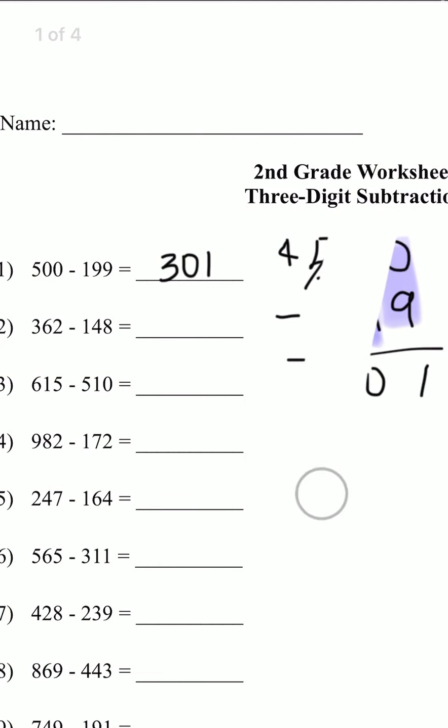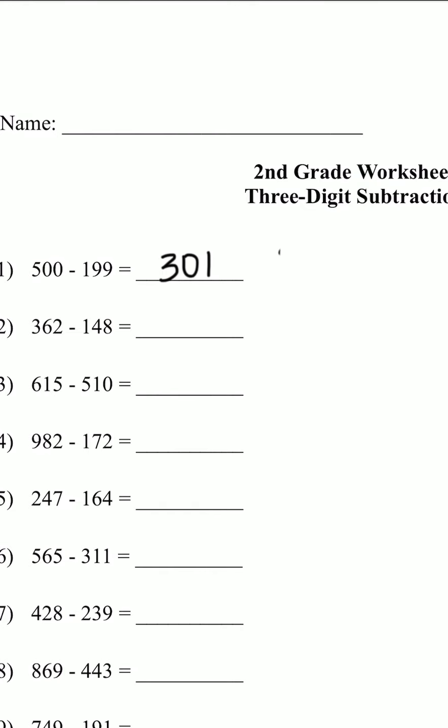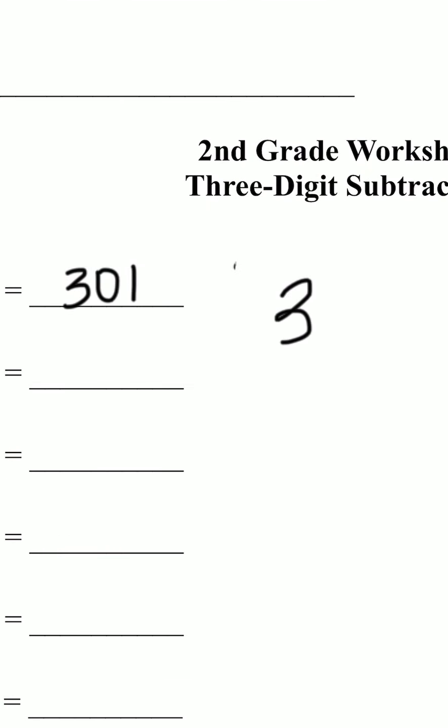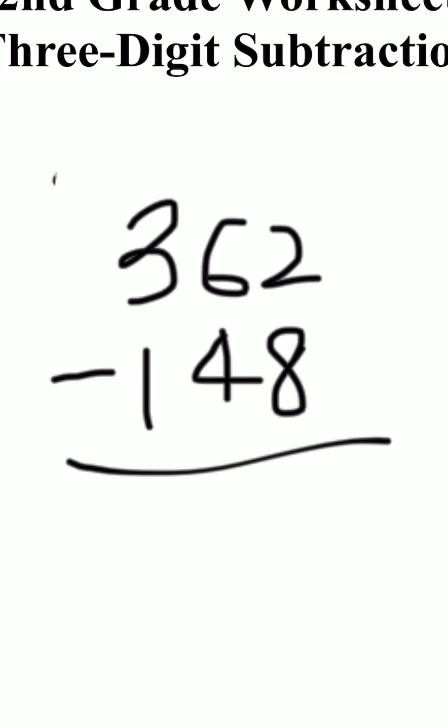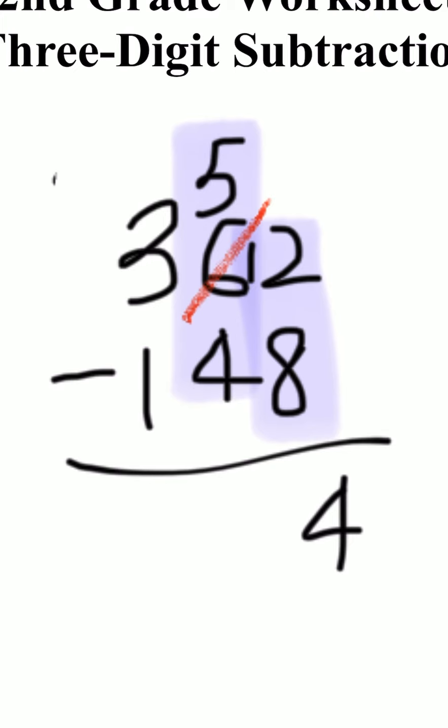Now let's try number 2. We have 362 minus 148. So 2 is smaller, but it's on top, so we're going to have to borrow 10 from the tens place. So 6 is going to turn into 5, and we're going to add 10 to the 2, which is going to be 12. Now 12 minus 8 is 4, and 5 minus 4 is 1. 3 minus 1 is 2. We have 214.